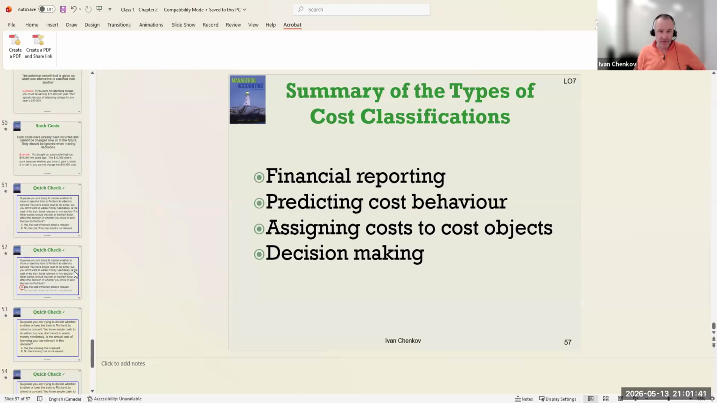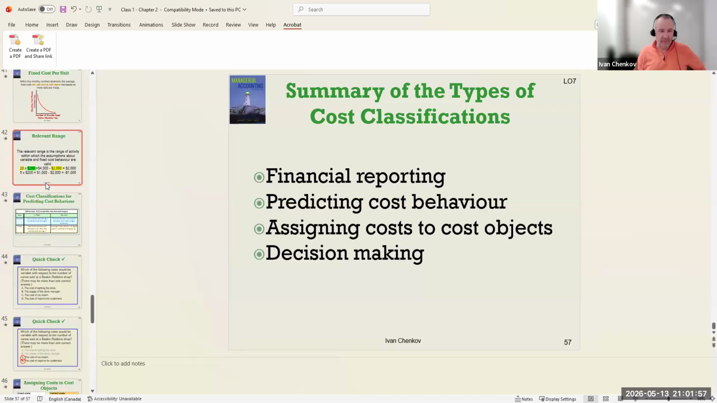Now, there's a question in the chat. Let me go back. Can I explain the difference between the variable and fixed cost once again? Yes, I can. So now let's go back to the idea of the variable and fixed cost.